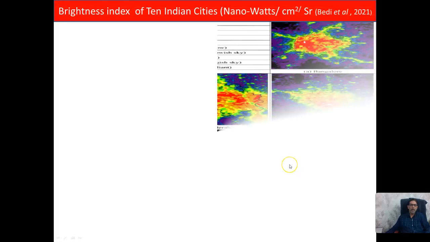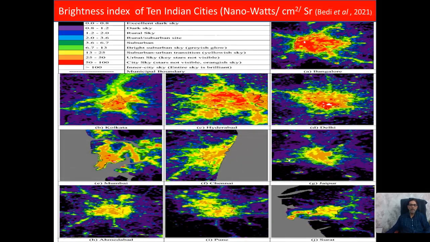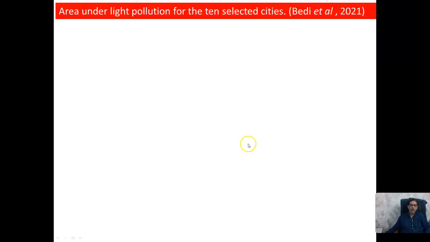And then the brightening index of the 10 Indian cities, the study carried out by Bedi et al. The red portion means much more light pollution during the night. The observations were carried out in 10 Indian cities: Bangalore, Kolkata, Hyderabad, Delhi, Jaipur, Chennai, Mumbai, Ahmedabad, Pune, and Surat. So where there is much more redness, that means there is much more light pollution in Indian cities.